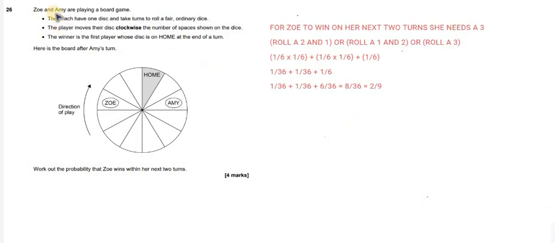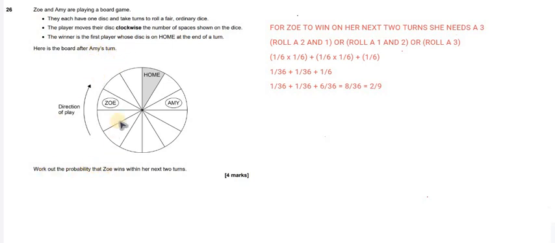Zoe and Amy are playing a board game. They each have one disc and take turns to roll a fair, ordinary dice. The players move their disc clockwise the number of spaces shown on the dice. The winner is the first player whose disc is on home at the end of a turn. Here is the board after Amy's turn.